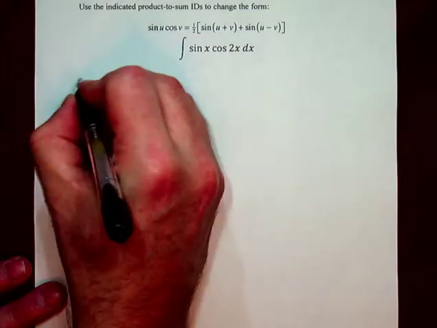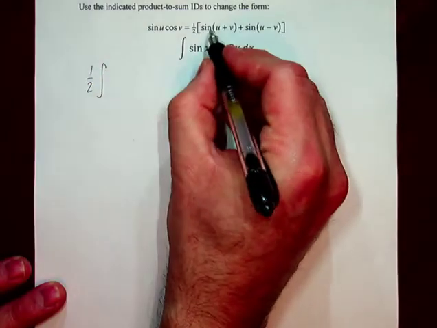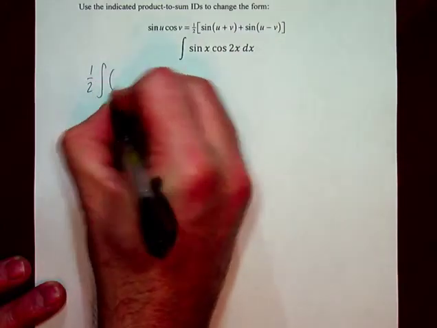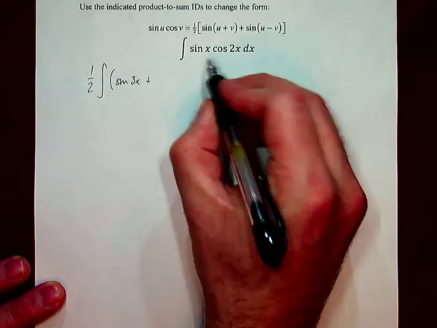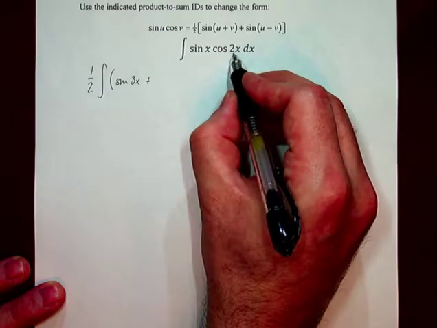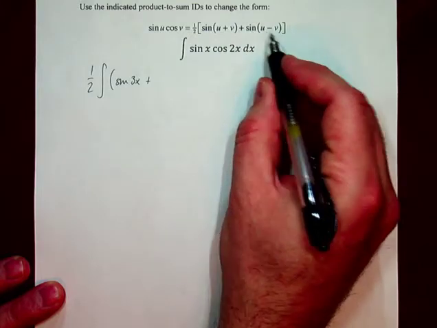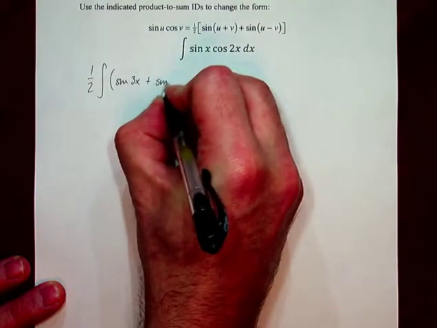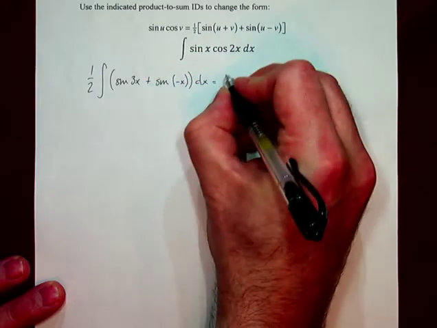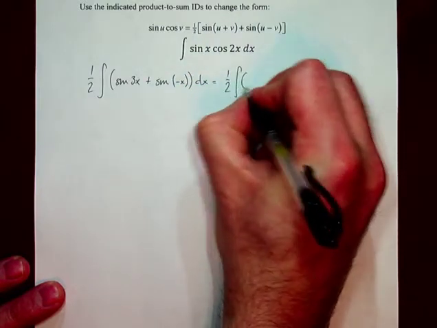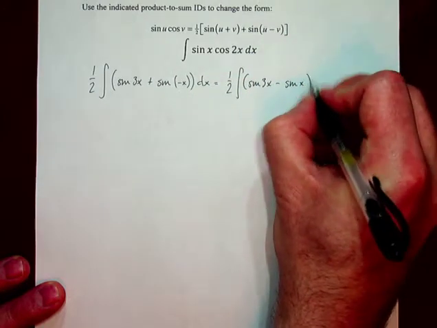So in this one, again, plot the 1/2 out in front. Now I need sine of u plus v, so I'm going to add those two. So it's sine of 3x. And then sine of u minus v, it's x minus 2x. And this time it does matter because sine is odd. And so that becomes sine of negative x dx. So what we get here is 1/2 times the integral of sine of 3x minus sine of x dx.